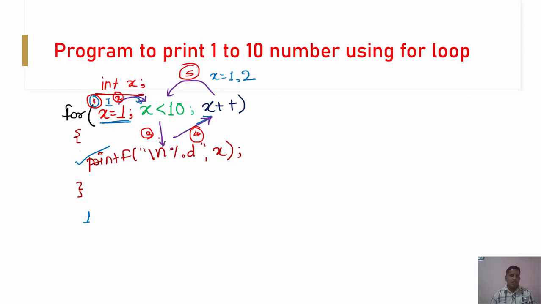If it is true, execute the loop statement, the body of the loop, then go for updating the value. Once you update the value, again recheck the condition. Now the x value is 2, so yes, 2 is less than 10, execute it again. Then go for updating, 3 is less than 10, again. In this way, it continuously goes on executing, right?